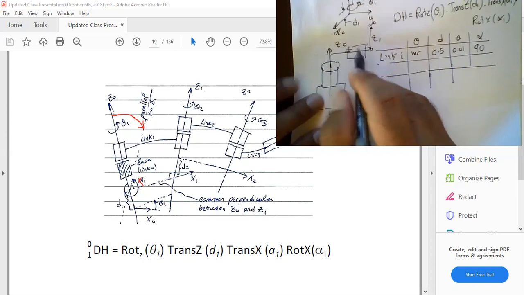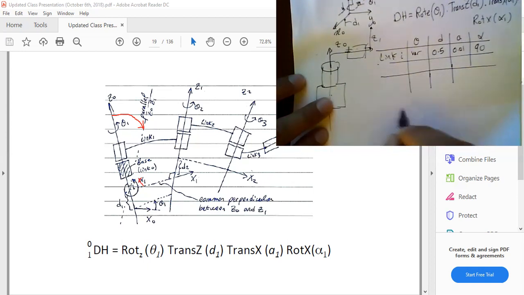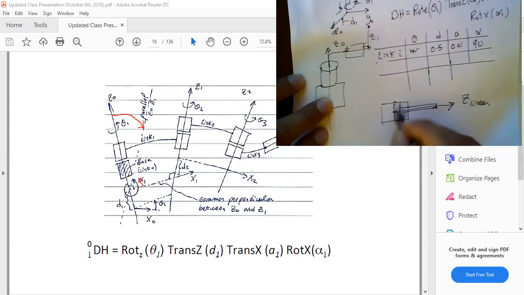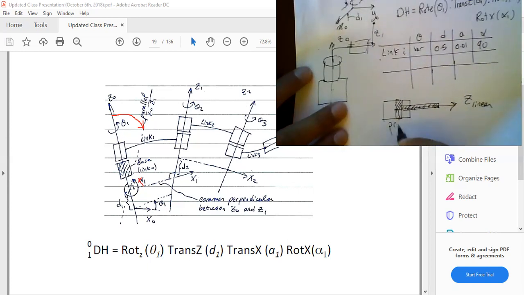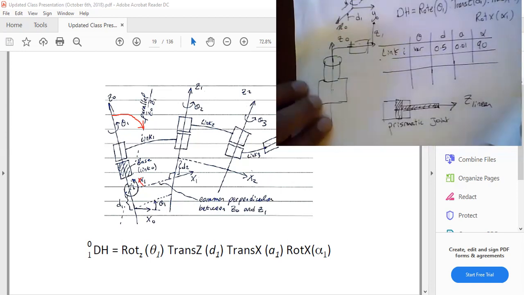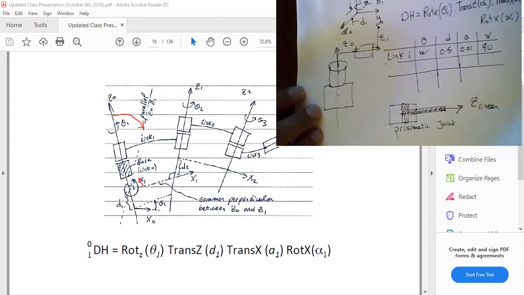The same holds for a prismatic joint, like a piston. If you have a piston-type joint, then your Z is also along the axis of actuation. I'm going to call it linear, so this is your Z linear, like a piston that is trying to move. We also call this a prismatic joint. Virtually these are the only 2 types of joints that you are going to see: prismatic joints or rotational joints. Okay, let's go back to my lecture notes.